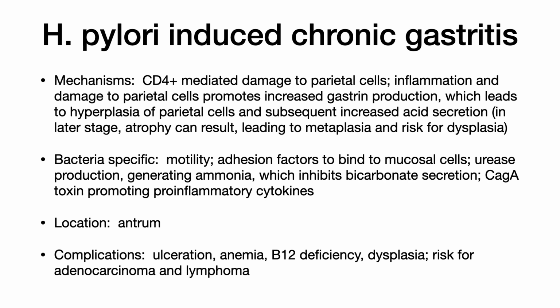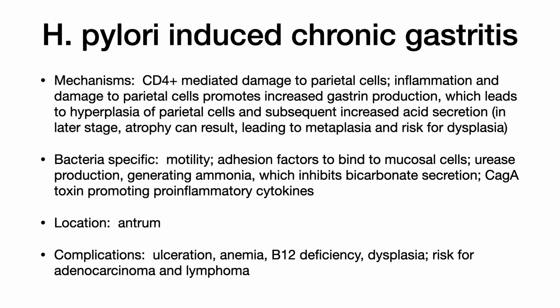And then when you see things like metaplasia, atrophy, and stuff like that, that's more obviously late term. Some things that are bacterial specific, it says motility allows H. pylori to be more effective at this. It has an adhesion factor, so it can stick to the mucosal cells, it makes sense. The urease production, because like I said, it generates ammonia, and then that blocks the bicarbonate secretion, which is going to affect the ability of the stomach to moderate the acid. That's CagA toxin, which promotes pro-inflammatory cytokines. So those come from the bacteria itself.